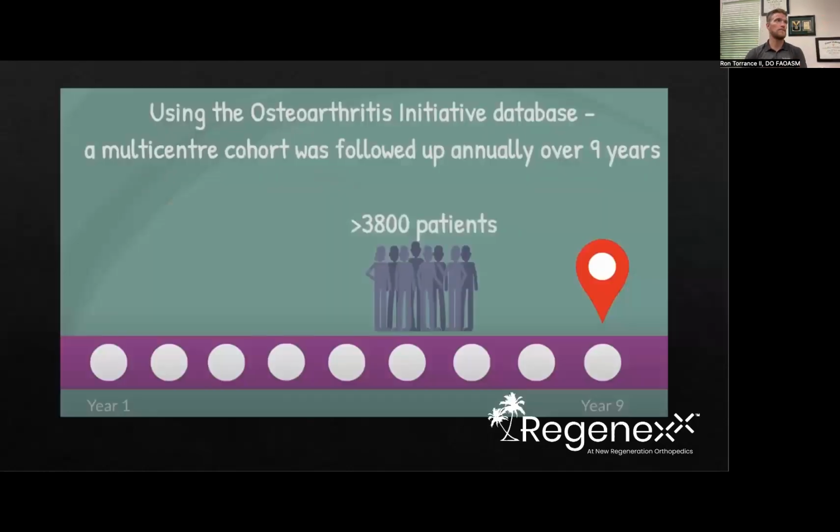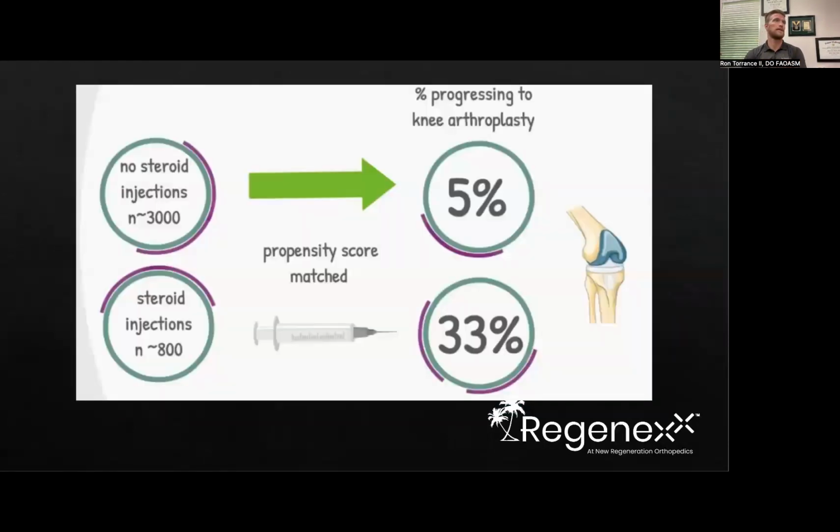This was the database study, with over 3,800 patients followed over 9 years. A very large, robust study that showed that cortisone or steroid injections are not without risk. Again, just showing you here, with no steroid injection, only 5% of people went on to a knee replacement. With steroid injection, a third of the patients, so 1 out of 3. The other side was that only 1 out of 20 would go on without a steroid injection.